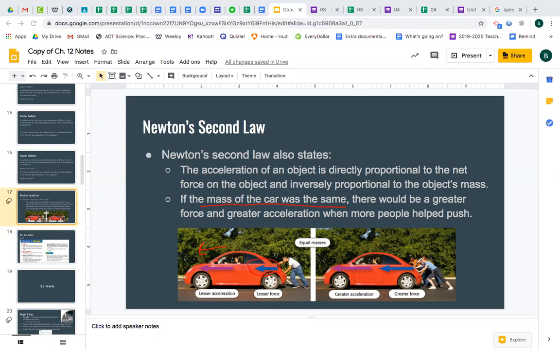On this one, we have multiple people pushing, which, notice, is a bigger arrow for force, a larger force in this direction, which means a greater acceleration here. So as mass stays the same, if force goes up, the acceleration also goes up. Force goes down, the acceleration also goes down. But that is today's lesson on Newton's second law.